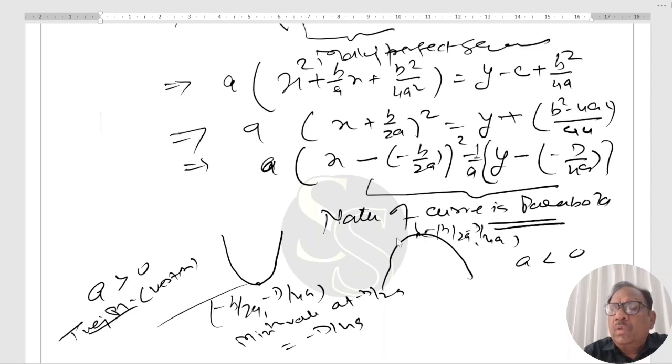Similarly, if a is less than 0, this is the maximum value. This is the maximum value, and this is the minimum value. Right? This is all regarding the nature of the curve of a quadratic expression. The important point is minus b upon 2a, minus d upon 4a. The parabola will be upward if the coefficient of x square is greater than 0, and downward if the coefficient of x square is less than 0. Right? Now, next question.